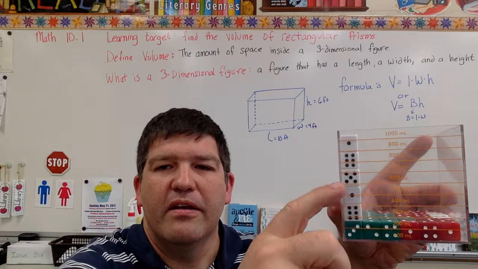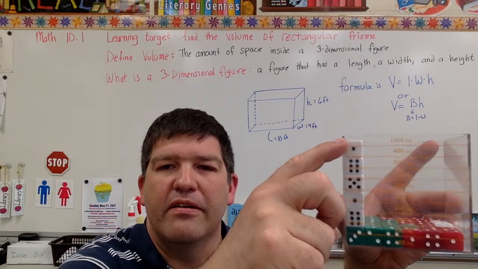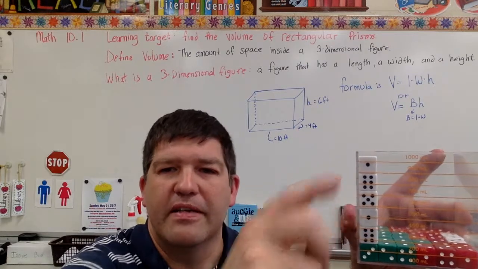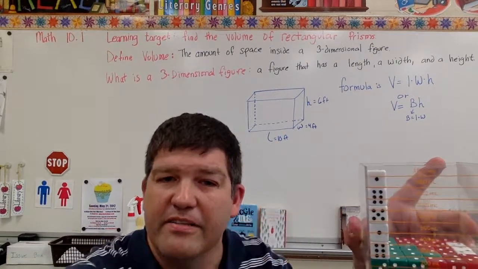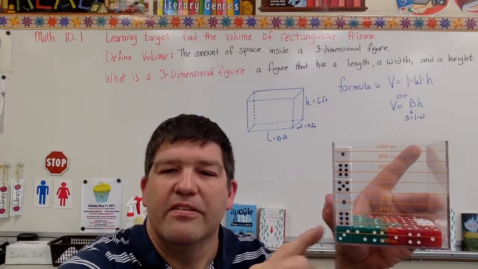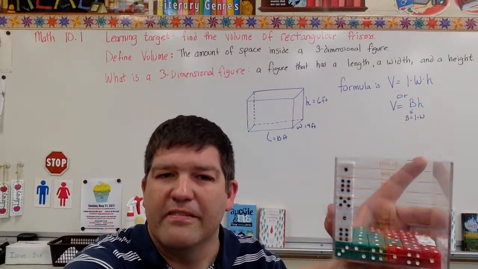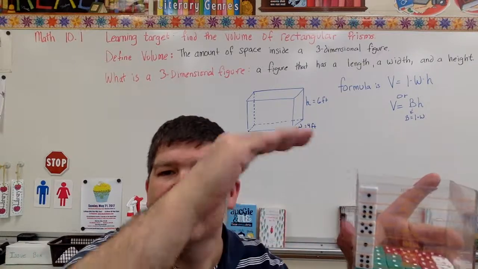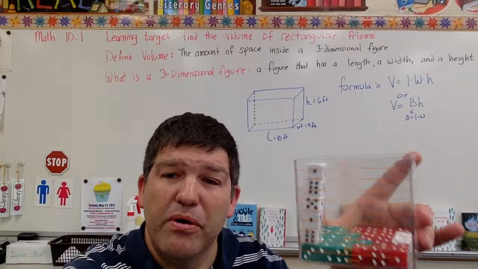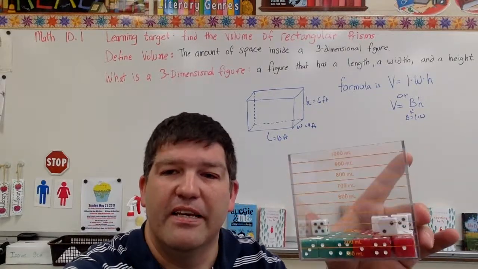Okay, so I have a 6 by 6, and then I know I have one row here, then another, and another, and another, and another, and another until it gets to the top. So this would be 1, 2, 3, 4, 5, 6. So I have 6 layers of 36. So 6 times 6 is 36, times 6 layers would be 216. So I can get 216 dice in here.